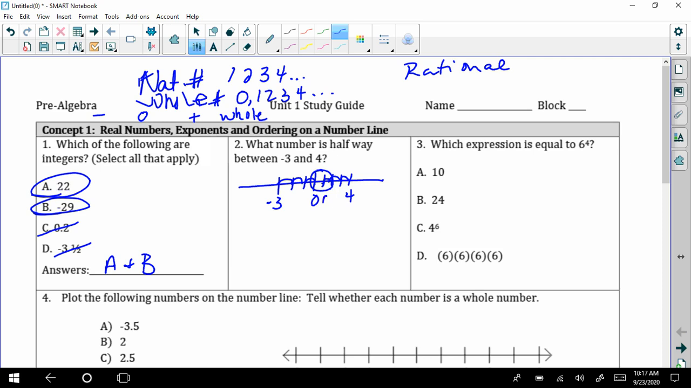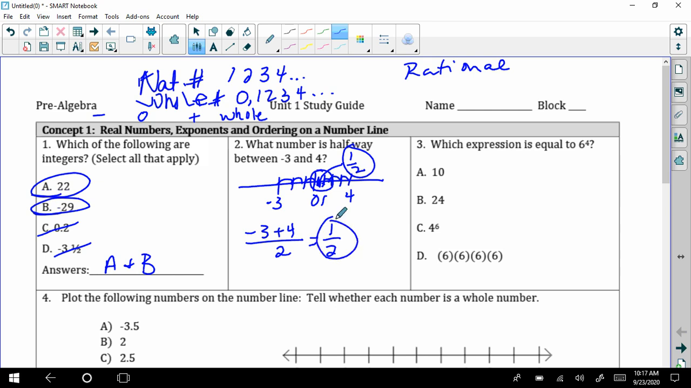So if this is 1, halfway between 0 and 1 would be 1/2. That's one way to show your work. The other way to show your work is negative 3 plus 4 divided by 2, which ends up being 1 over 2, which is 1/2.